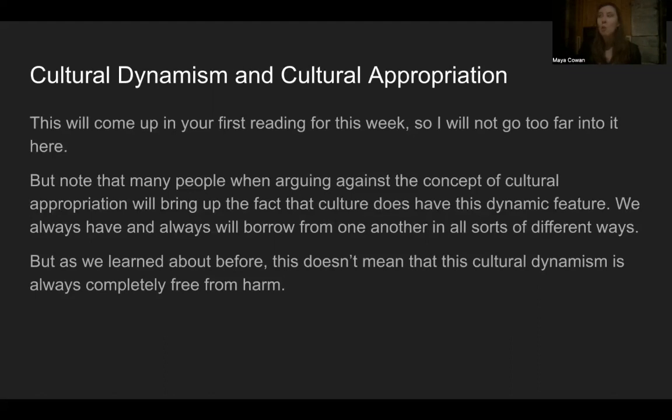well, culture always changes. Cultures have always borrowed from each other. Cultures will always steal things from each other. And it's absurd to pretend like this is some modern phenomenon and that people are suddenly just stealing from each other and that that's hurtful. But I think it's really important to distinguish between cultural dynamism as an idea and what cultural appropriation is in reality, and the fact that it can be harmful. It can be very harmful. So cultural dynamism, yeah, of course, humans have never lived in isolation.